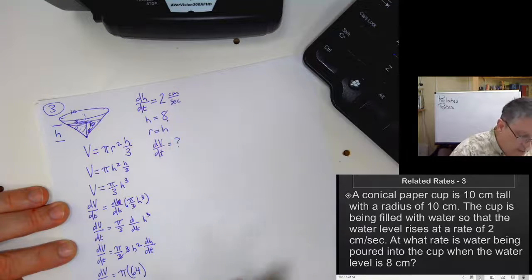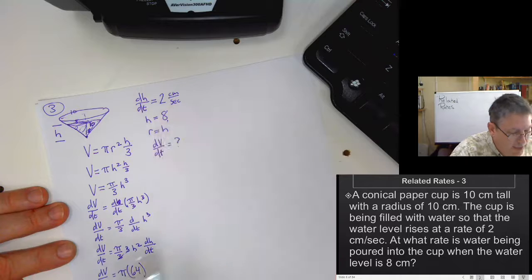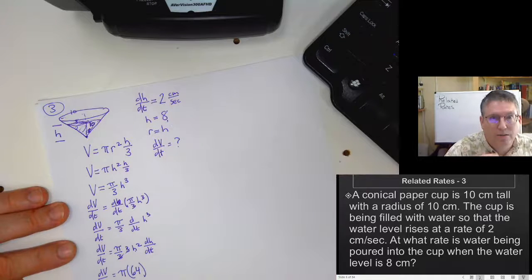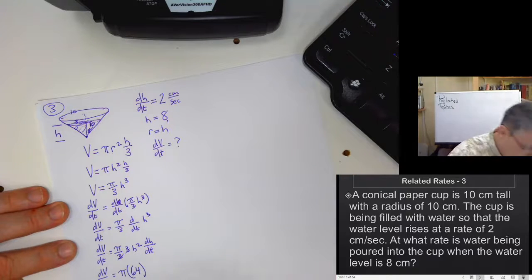That's part of the setup of the problem. That's so important. It's related rates. They give you one rate, and you're relating it to the other rate. So dh/dt is 2. And the answer to this problem, believe it or not, is 128 pi.